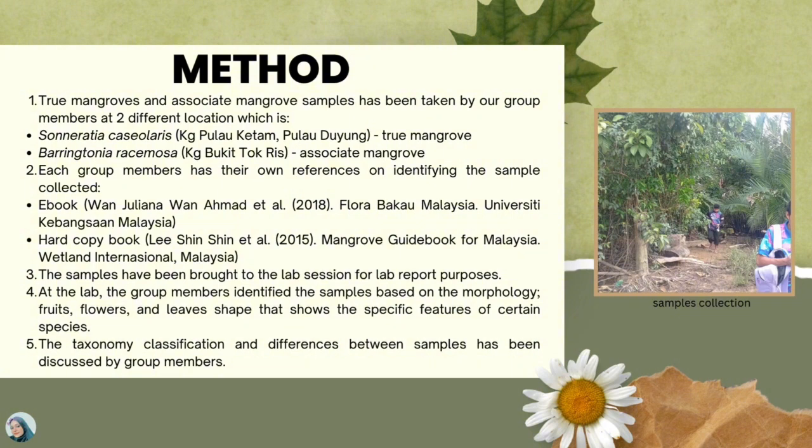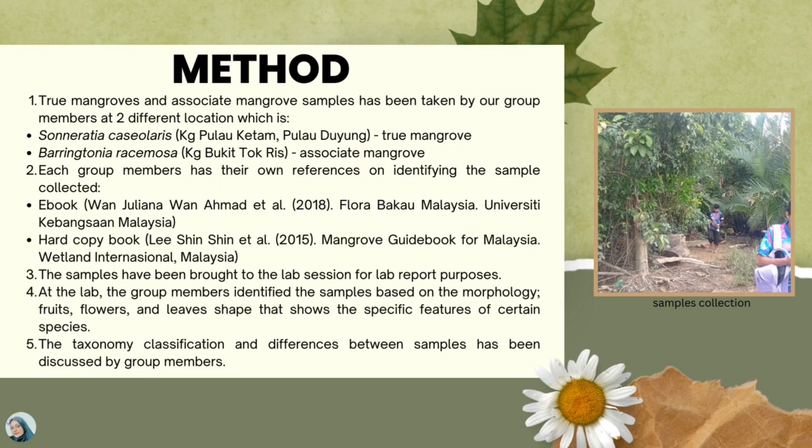Each of our group members had their own references for identifying the samples collected, from the e-book Flora Bakau Malaysia and the hard copy Mangrove Guidebook for Malaysia. The hard copy book has complete data about the samples that we got. The samples were brought to the lab session for the lab report last Wednesday.